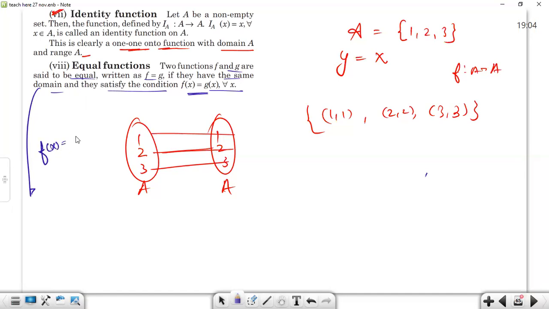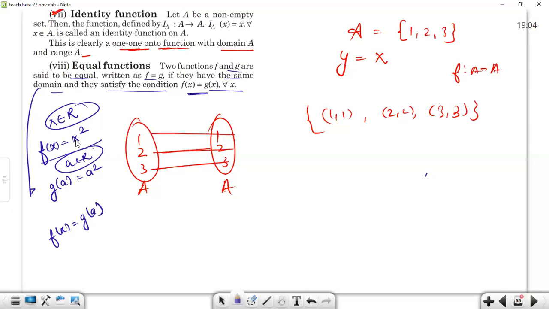Let's say f of x is x square, and g of a is a square, where the domain of x is real numbers and the domain of a is also real numbers. They are equal functions. The domains are the same, and f of x is equal to g of a, because x square is equal to a square. x is the variable of this particular function and a is the variable of this function, and both have the same domain, the same input. So of course their result will be the same. That's why they are called equal functions.